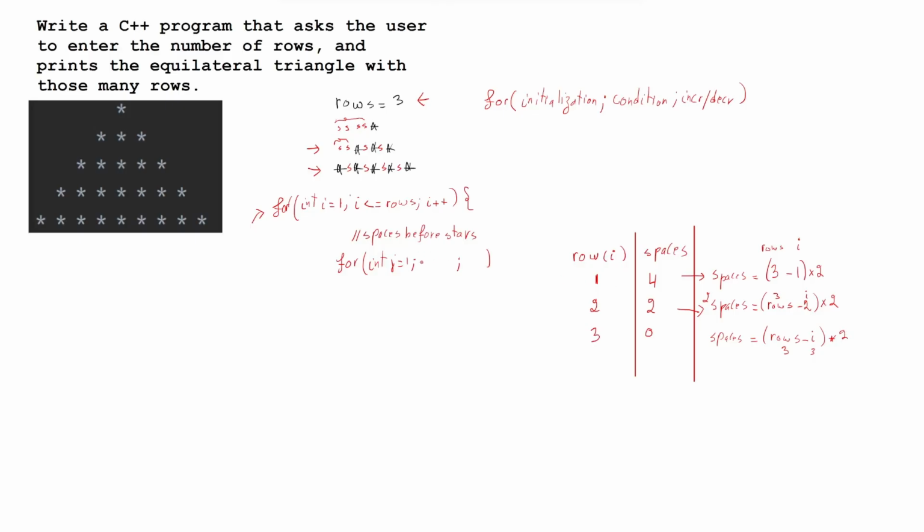So now we can come up with our condition here. j, which is for the spaces, is less than or equal to 2 times rows minus I. And then we're going to do j plus plus. And from here, we're going to print out a space. Now let's see the other for loop, this one to print stars.